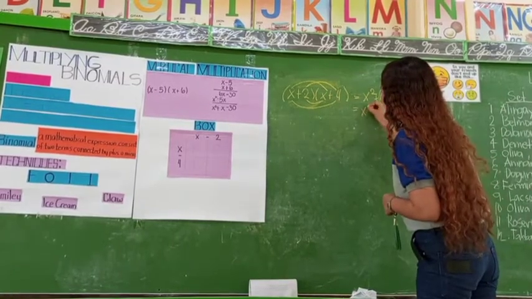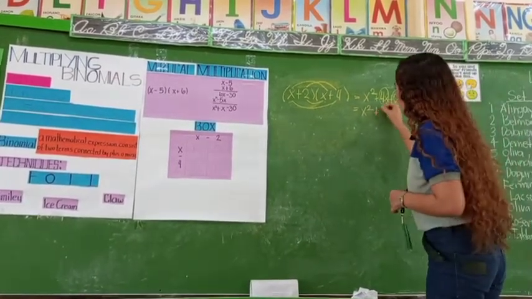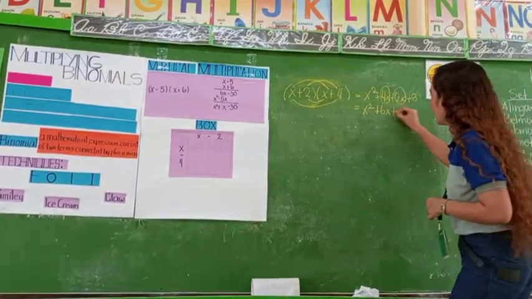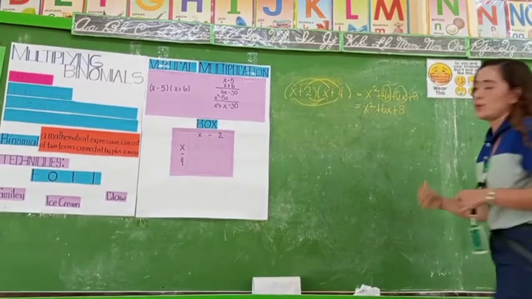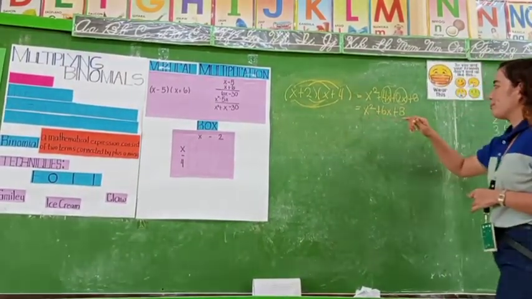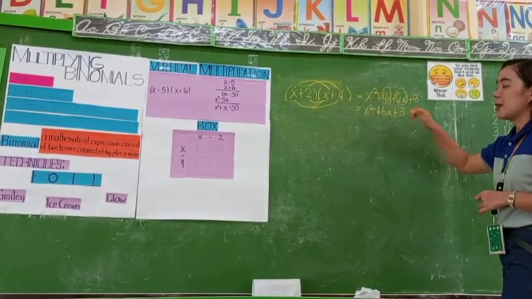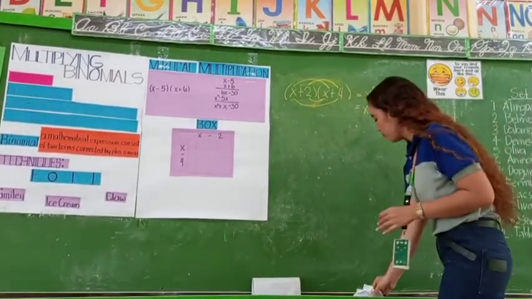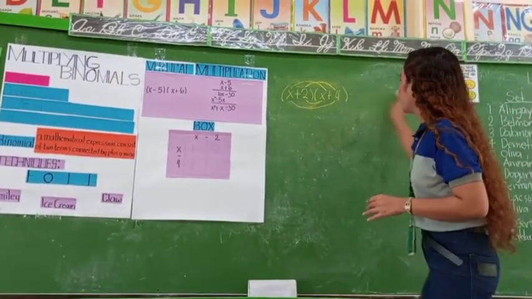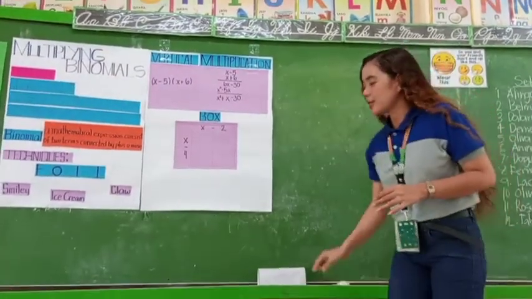So, x squared, 4x plus 2x will be positive 6x, and then bring down positive 8. So, that's it. The answer here is x squared plus 6x plus 8. Okay. Nakuha ba yun mga bata?